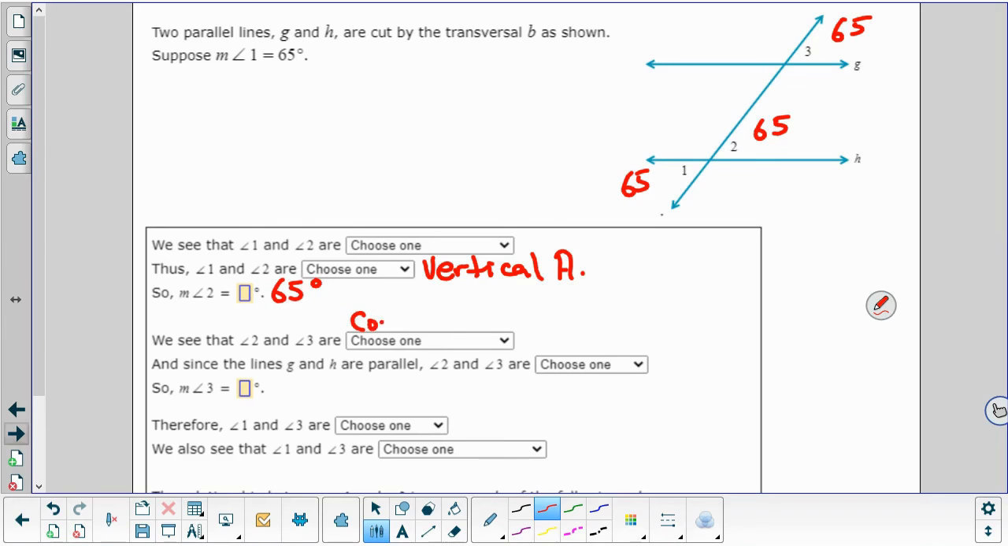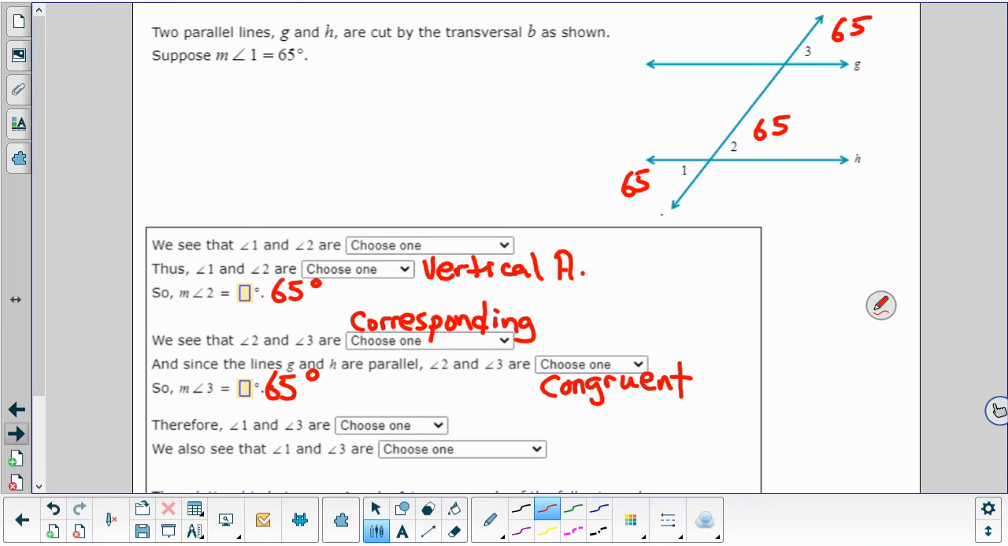Okay, so if that is the case, then we happen to notice that angles 2 and 3 are in the same upper right-hand corner of each of these intersections. So that would be corresponding. They're in corresponding locations, so they're corresponding angles. And if that's the case, corresponding angles are congruent. So if angle 2 is 65, then angle 3 is also 65 degrees.